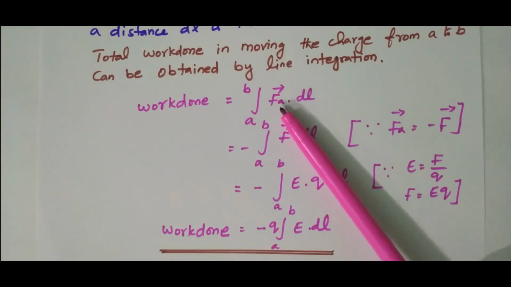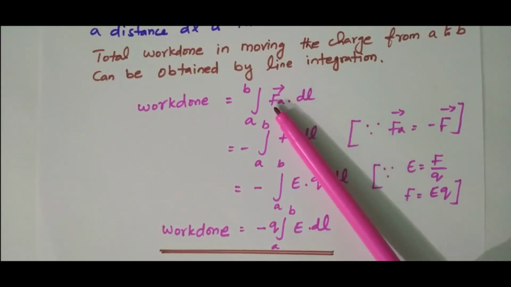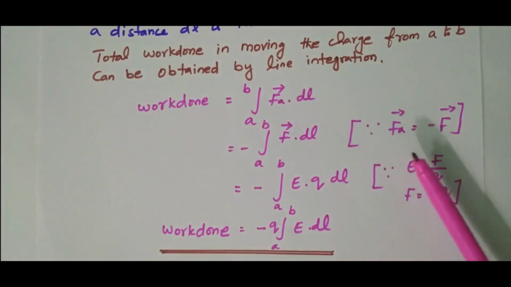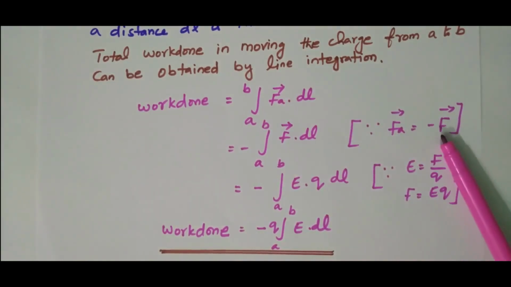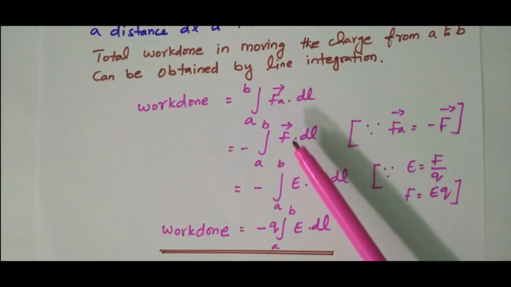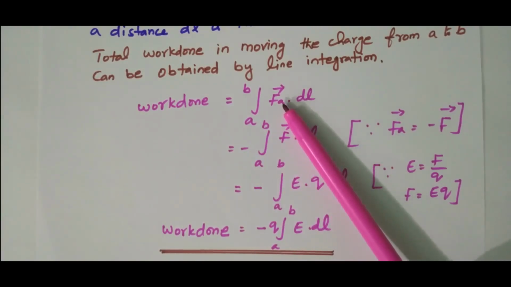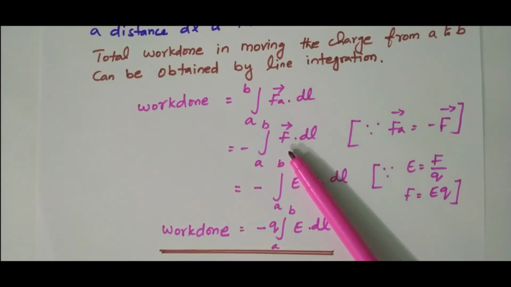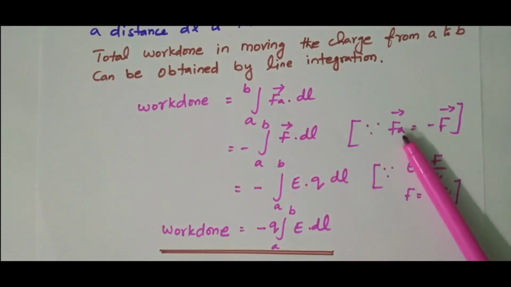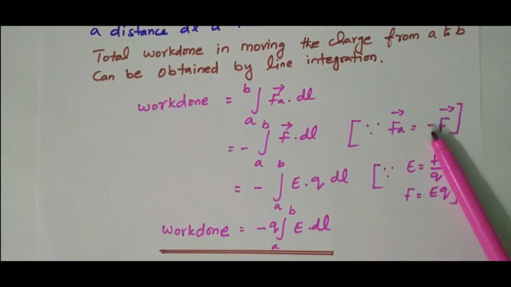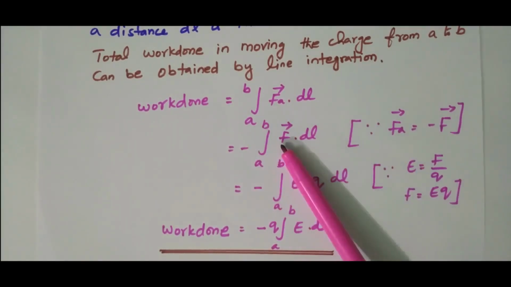But Fa is equal and opposite to the force developed F. That is, Fa equals minus F. So we can replace this Fa with minus F. Now this is the applied force, now it is replaced with the force developed. Fa and F are equal but opposite, negative. So minus F dot dl.